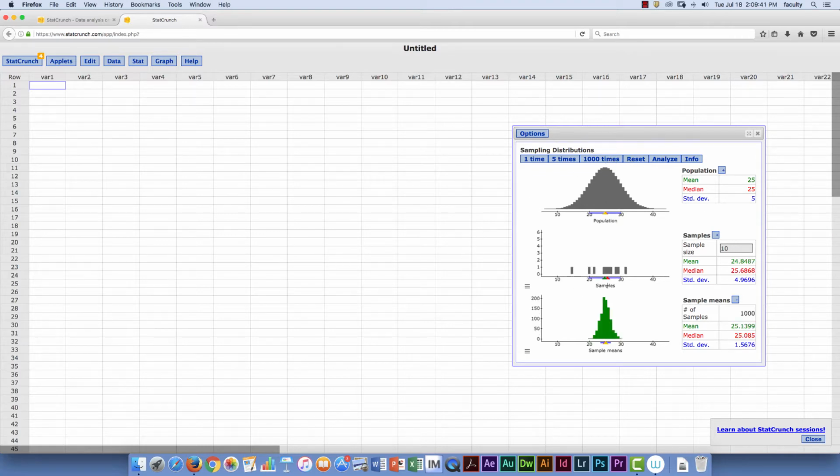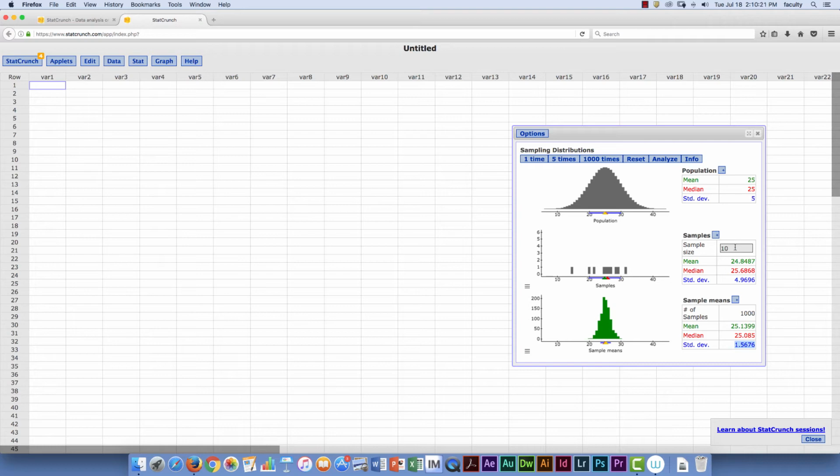We'll do it 1,000 times, and yes, we can see even though our sample size was small, the sampling distribution is normal. The mean of the sampling distribution is about the same as the mean of the parent population, and the spread of this distribution will be equal to sigma, the parent population standard deviation 5, divided by the square root of the sample size. So if you take 5 and divide it by the square root of 10, you get a value very close to 1.56.